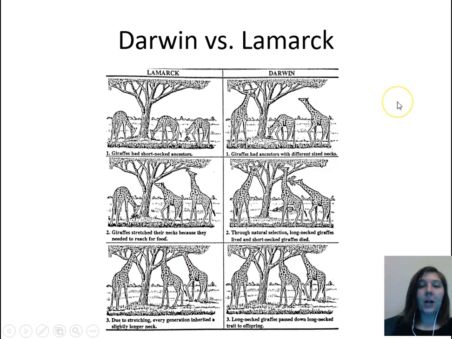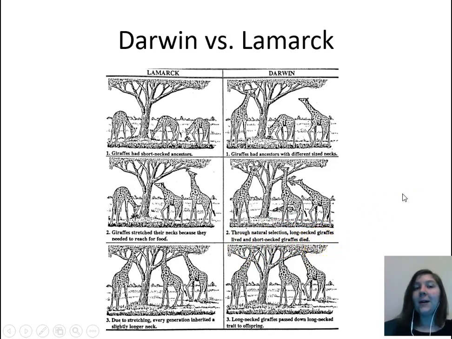Darwin, with his ideas of natural selection, would say that giraffes had ancestors with different sized necks, which would be the variation in the population. Step 2, through natural selection, long-necked giraffes lived and short-necked giraffes died.